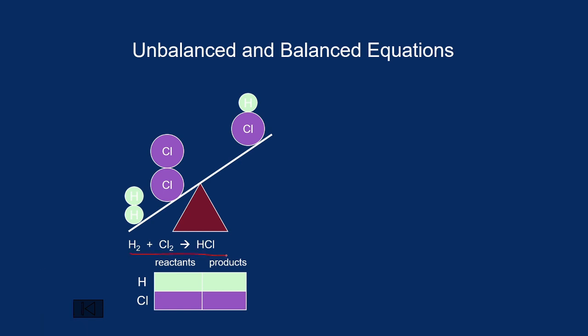H2 plus Cl2 will give you HCl, which is not balanced because there are two atoms of hydrogen on the reactant side and two of Cl, whereas in HCl it's just one on the product side. So the reactants are heavier than the product. This should not happen; all equations should always be balanced.